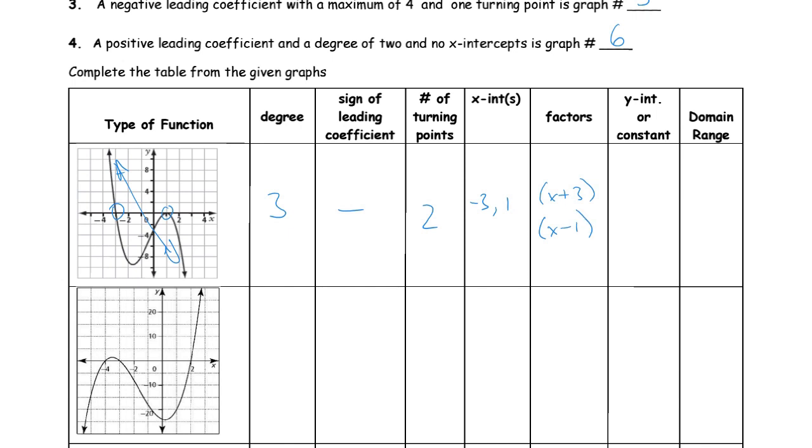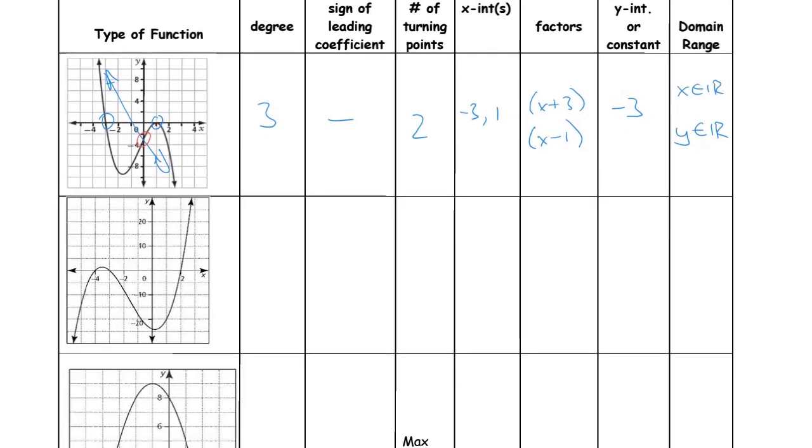The y-intercept is the constant. That is where it crosses right there. On the scale, it looks like it's going up by 2s, so best guess, that's going to be -3. The domain is going to be all reals, and my range is all reals as well. Slide it up just a little bit here.